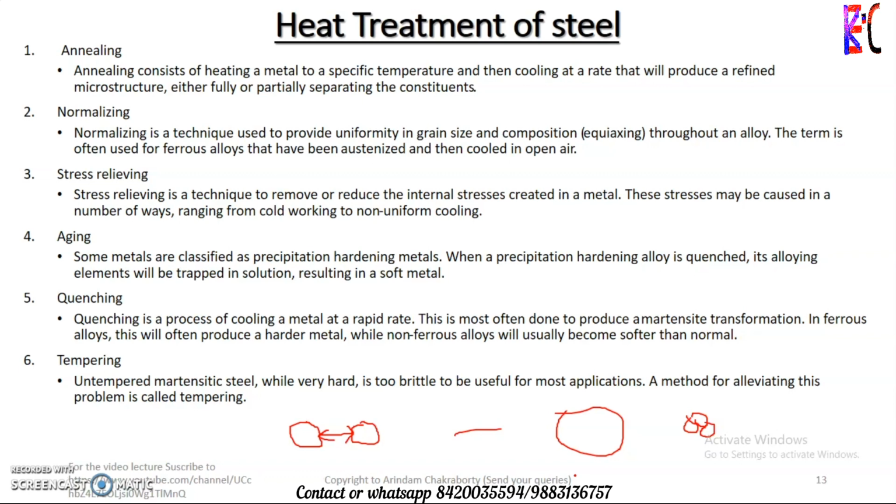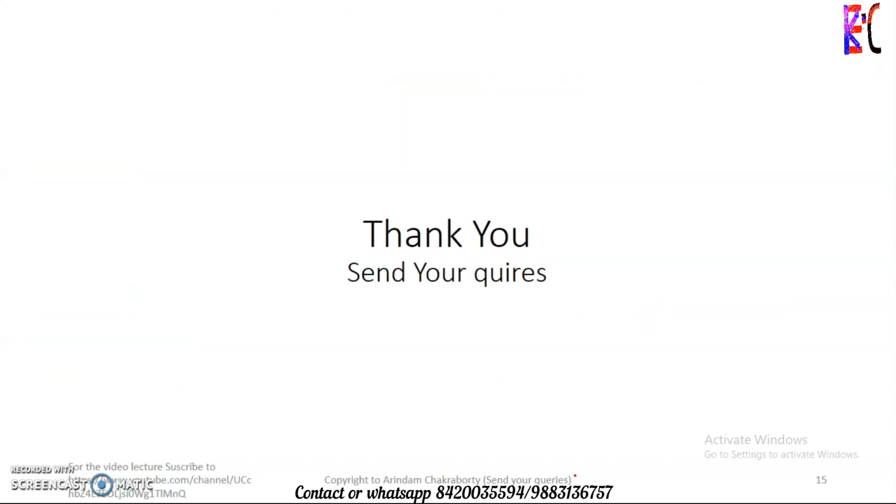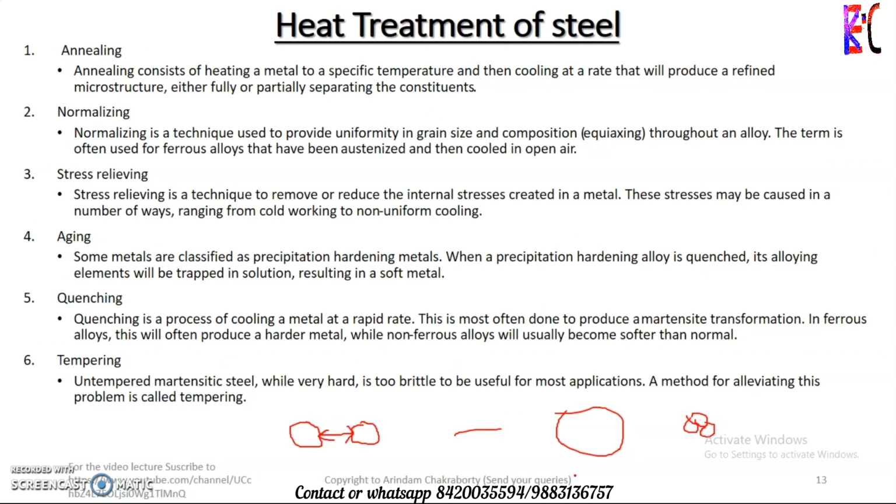So to have maximum efficiency of the material, we have to go for annealing, normalizing, stress relieving, aging, quenching, tempering, selective heat treating, differential hardening, flame hardening, induction hardening, case hardening, cold and cryogenic treating, and carburizing. So these are the types of heat treatment you have to know.